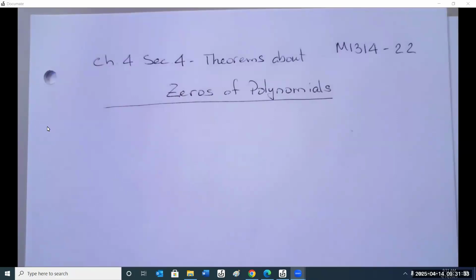Theorems about zeros of polynomials. Because in this chapter we're going to solve equations that are nth degree. Up until now, we've had linear equations for chapter 1 and, in chapter 2, quadratic equations. We looked at cubic equations, but now the degree could be anything.